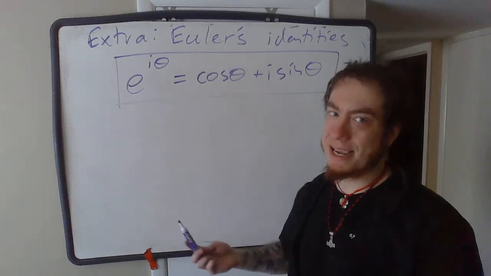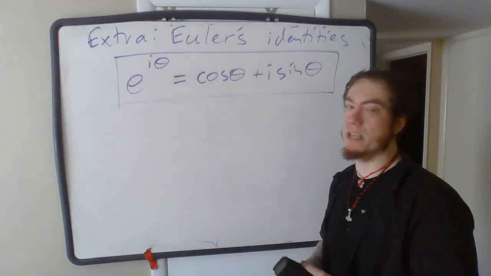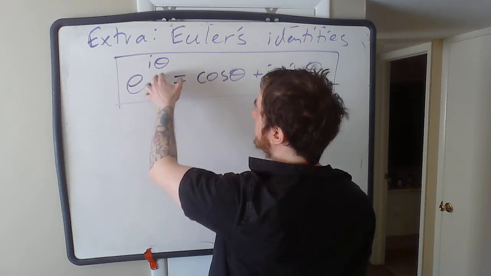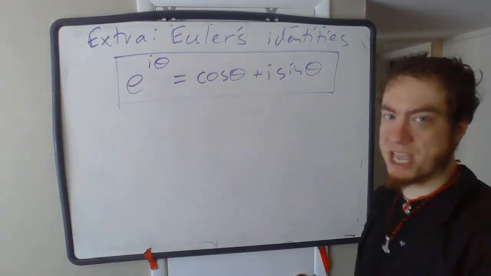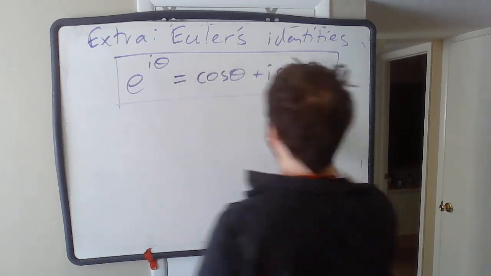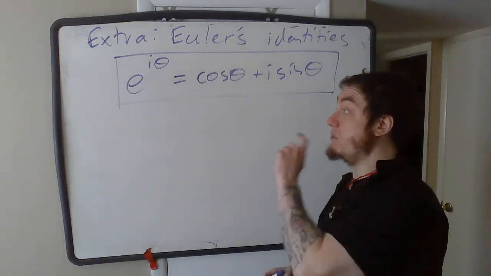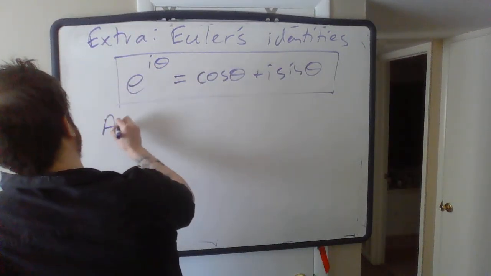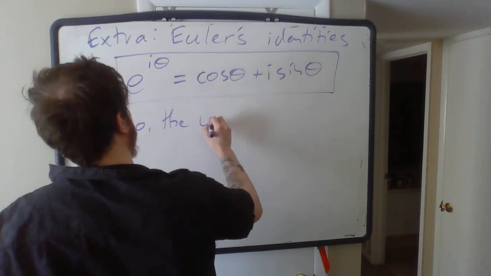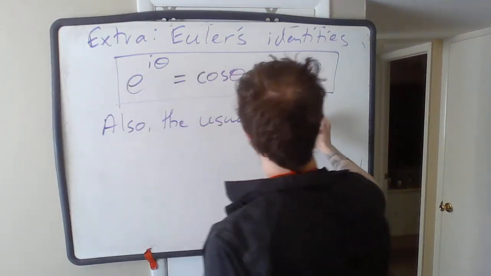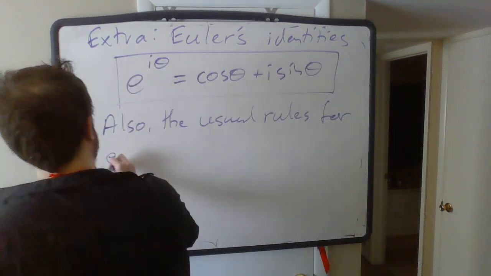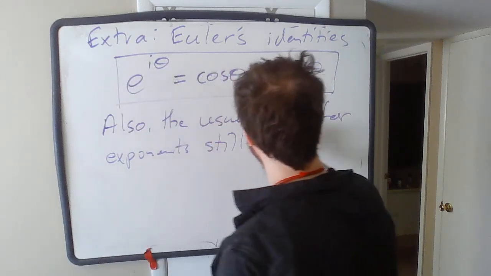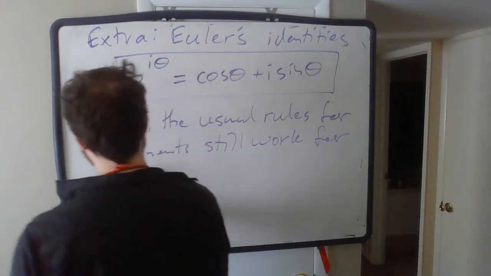So he established this, like I said, to establish this fact, really you kind of have to use some methods of calculus, because to even understand what on earth this thing means, you have to use some methods from calculus. But it turns out that this formula is correct. And if you accept that this formula is correct, and you also accept the usual rules for exponents still work for complex numbers.